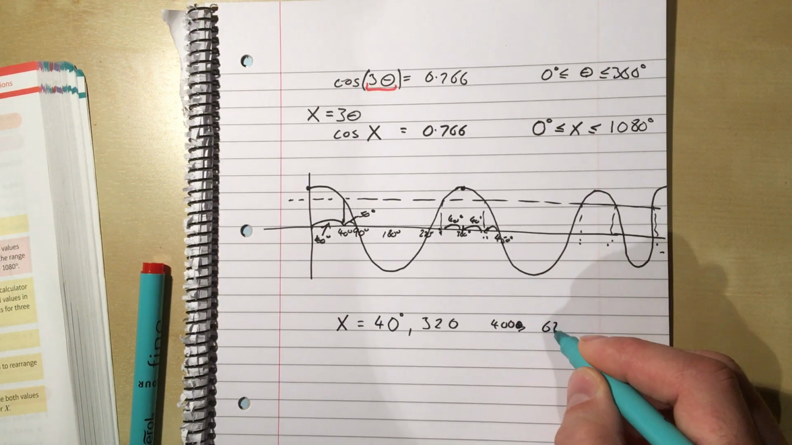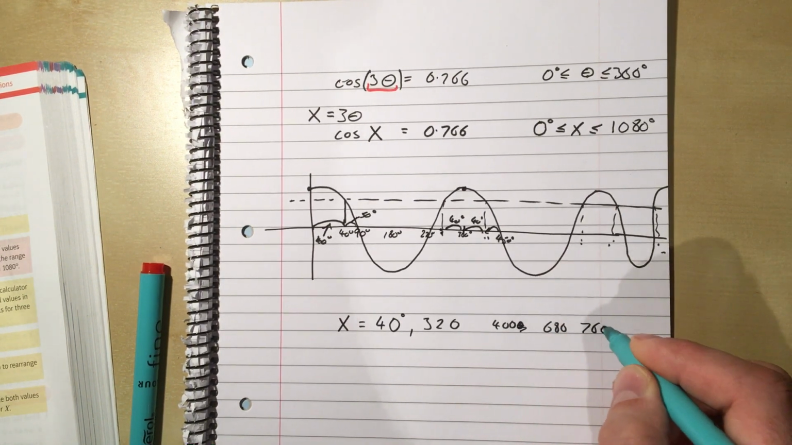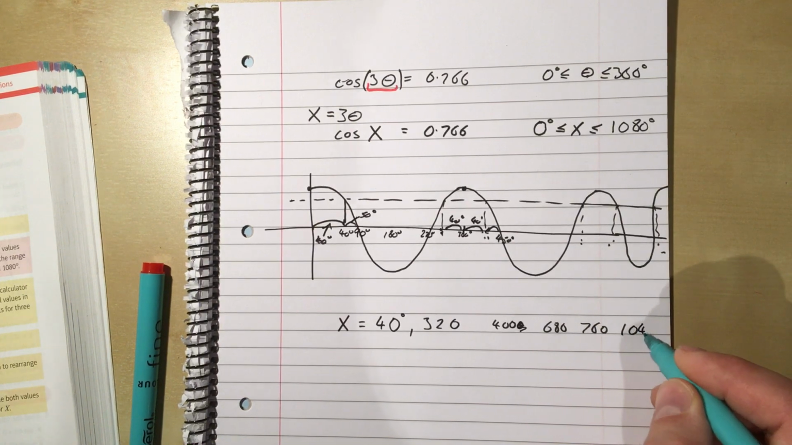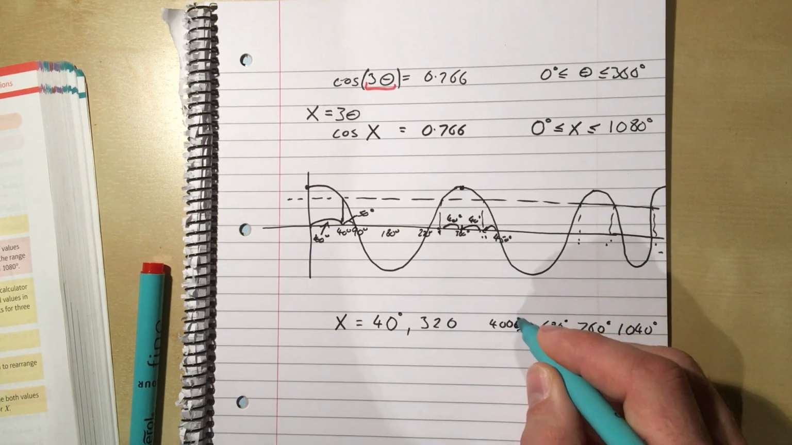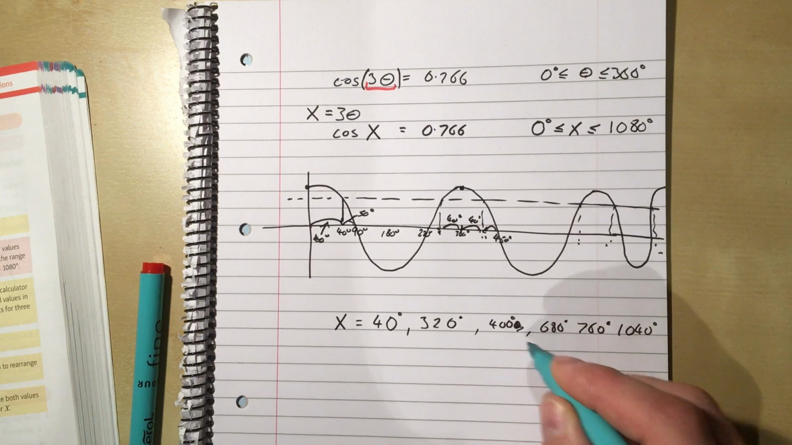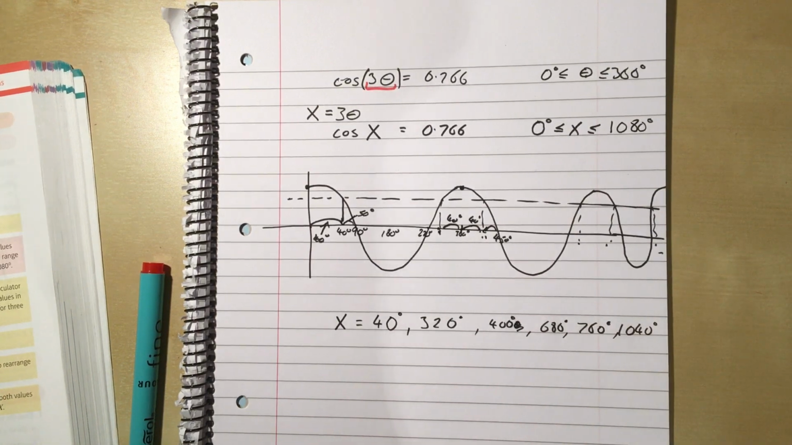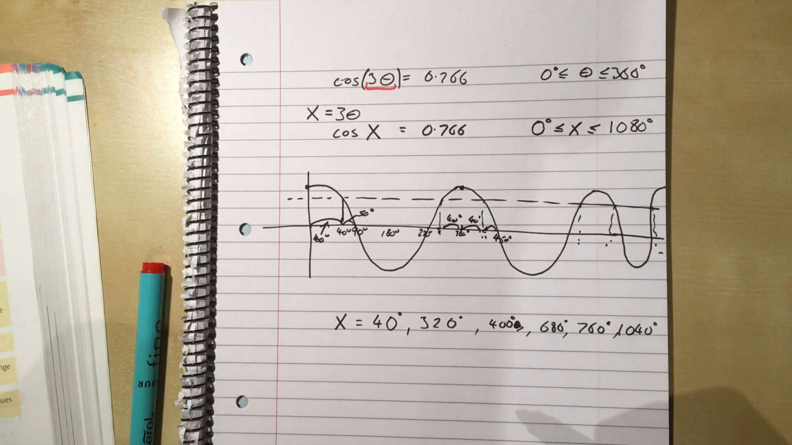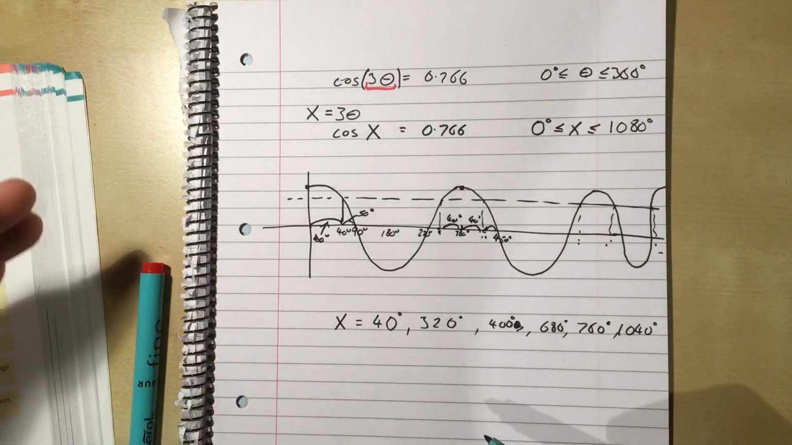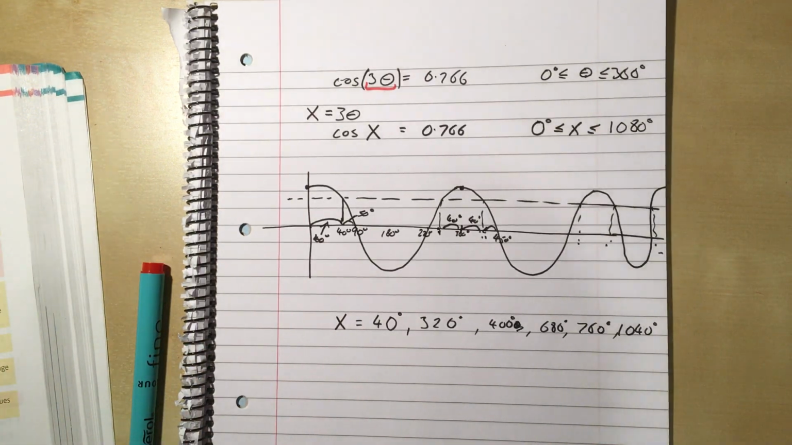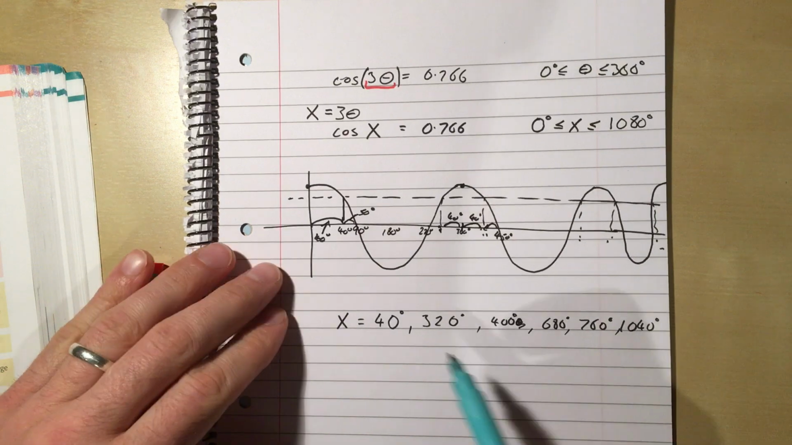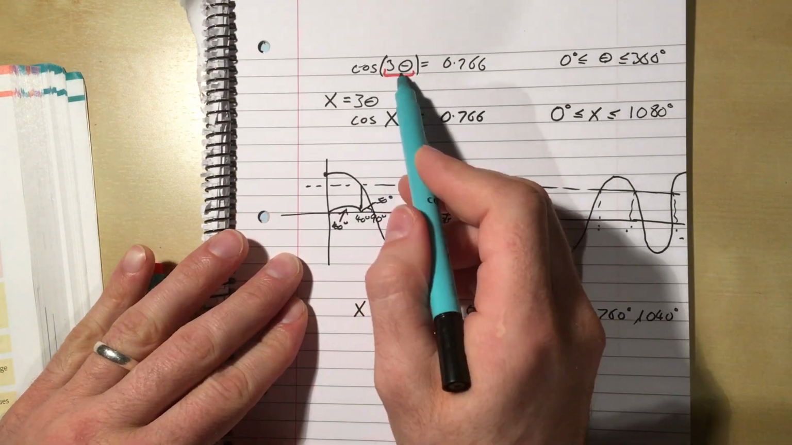400, 680, 760, and 1040. Now the mistake that people make in the exam is to say, great, there we go, I've got the solutions to my question. You can stop making that mistake by going for the old technique of read the question, do the question, then read the question again. And what's happening here is, look, we've got the capital X, but we were asked for theta.